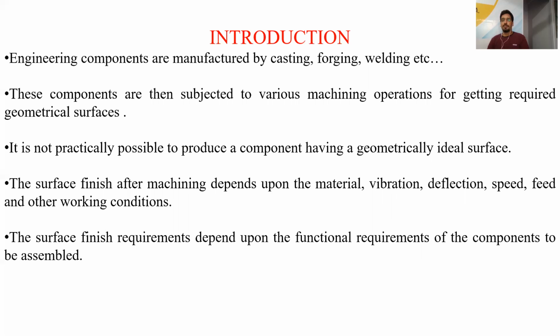But it is not practically possible to produce a component which has a geometrically ideal surface. Why is it not possible? I have discussed the sources of error in the lecture on limits, fits and tolerance, where I told you that there are three components responsible for error in a manufactured part, that is man, machine and material. A material cannot be 100% accurate, a machine cannot be 100% accurate, and the operator itself cannot do work with 100% efficiency. So these are also the elements which are responsible for not producing a 100% ideal surface.